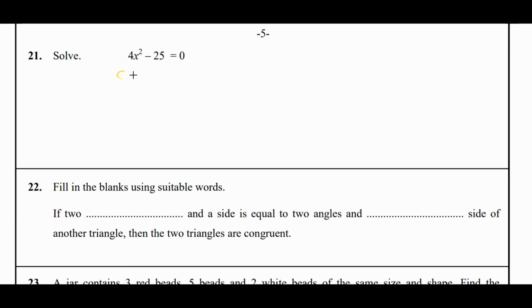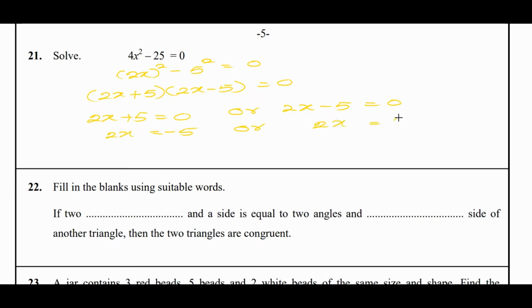Then I can write (2x) whole squared minus 5 squared should equal 0. Then I can factorize this one. Then (2x plus 5) into (2x minus 5) should equal 0. After getting to this stage, 2x plus 5 equals 0 or 2x minus 5 equals 0. Then 2x equals minus 5 or 2x equals plus 5.